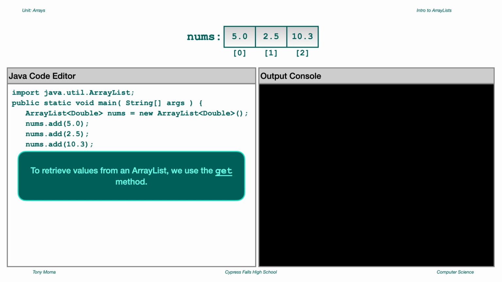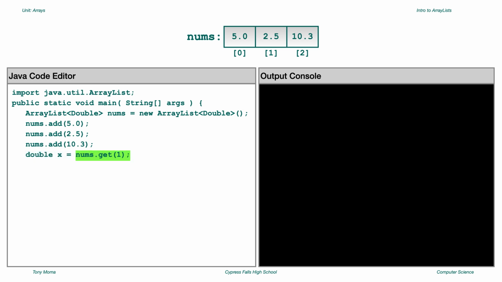To retrieve values from an ArrayList, we use the get method. For example, suppose I want to retrieve the value at index 1 to store in a variable. I'll simply say nums.get(1) and then assign that value to the variable I want to store the value in. Thus, when I print out x to the screen, 2.5 gets output because that was the value at index 1 of the ArrayList.